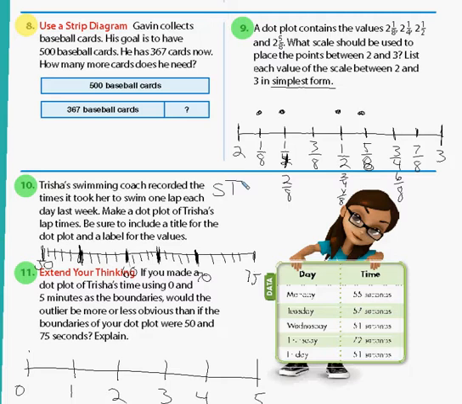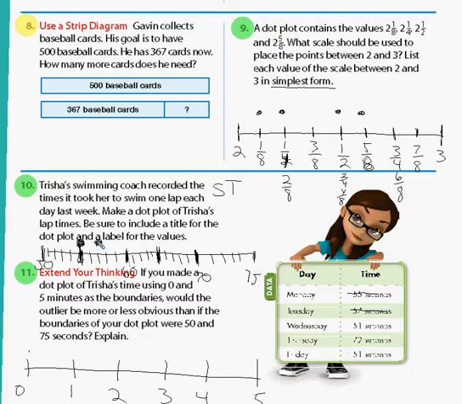And I went ahead and broke it down between 50 seconds and 75 seconds because that's going to cover all the data. I can see that my fastest time was 51 seconds, and the longest time was 72 seconds right there. So starting with Monday, that's 55 seconds. That's going to be right here. The next time, on Tuesday, was 57 seconds. It's 57 seconds right there.